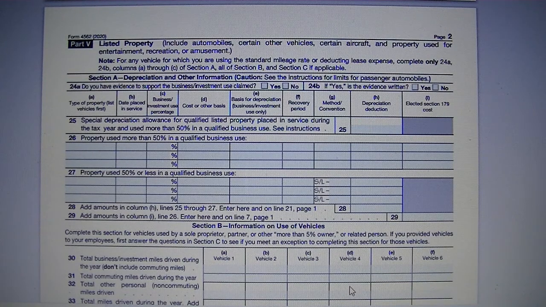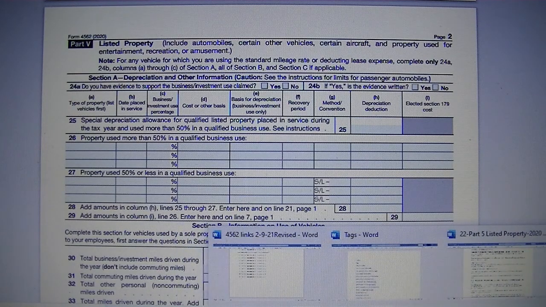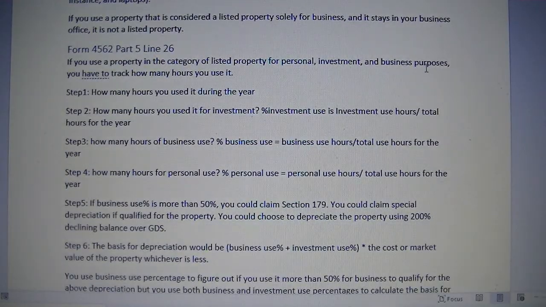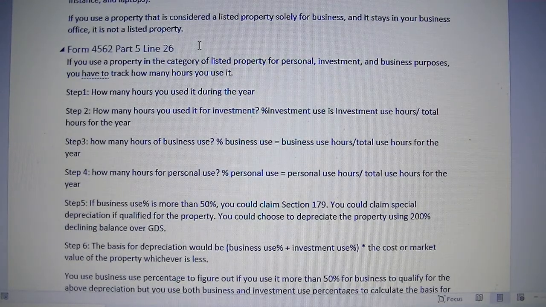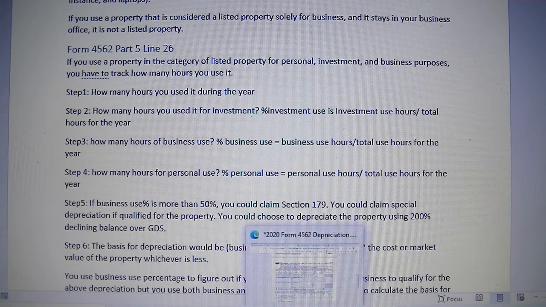Listed property is usually property that is meant for personal use, but you could use it in your business as well. So they include passenger vehicles under 6,000 pounds, and entertainment devices like cameras, for instance, and laptops. So if you use a property that is considered a listed property in your business and you keep it in your business office, it's not a listed property.